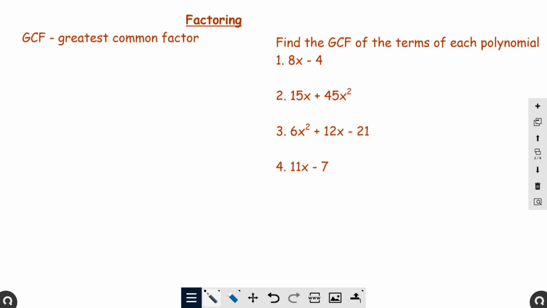So in our first problem, we have 8x minus 4. Now, do both terms have a variable? No, so it can't be a variable. So we just look at the whole numbers, 8 and 4. What's the biggest number that goes into 8 and 4? 4. That's our GCF.